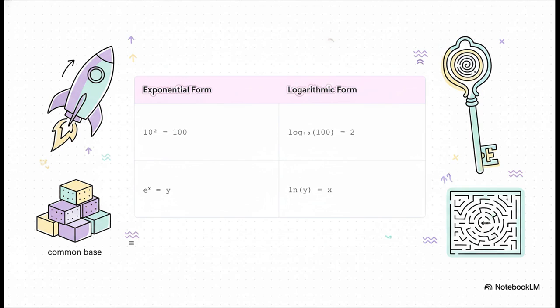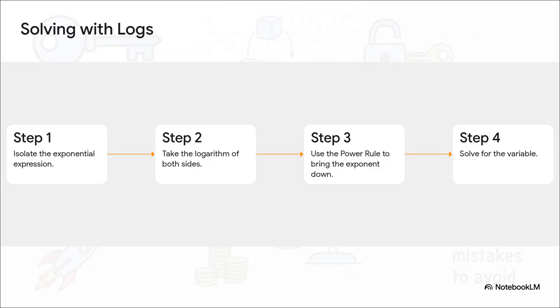Saying 10 squared equals 100 is the exact same thing as saying the log base 10 of 100 is 2. They're just two different languages for saying the same thing. And the process for using logarithms is just as methodical. First, get that exponential part all by itself.